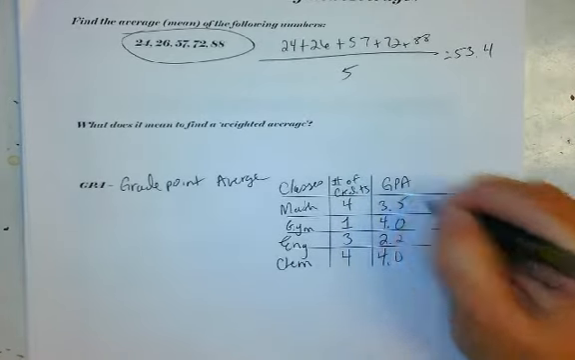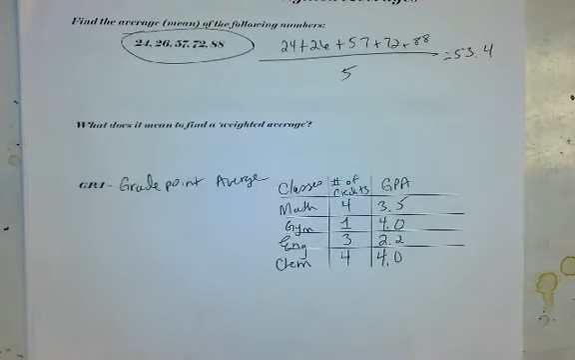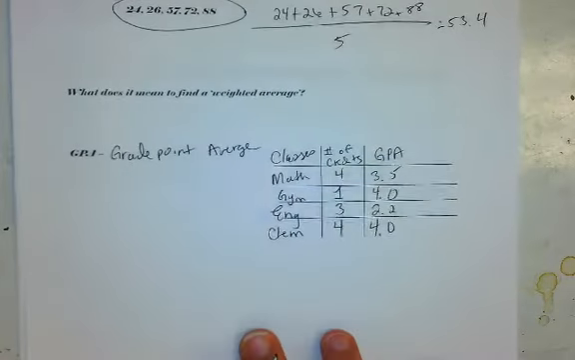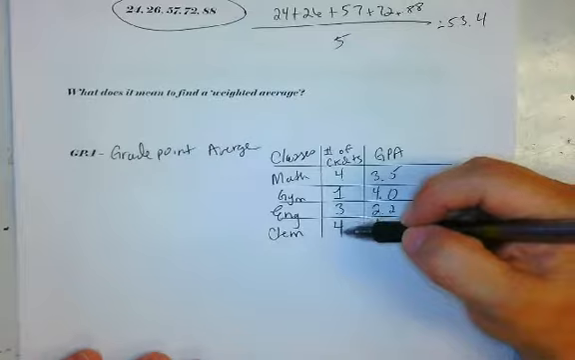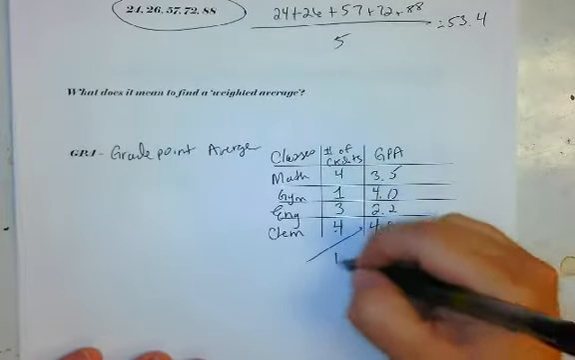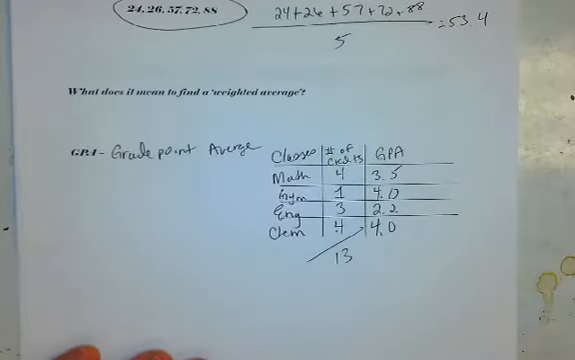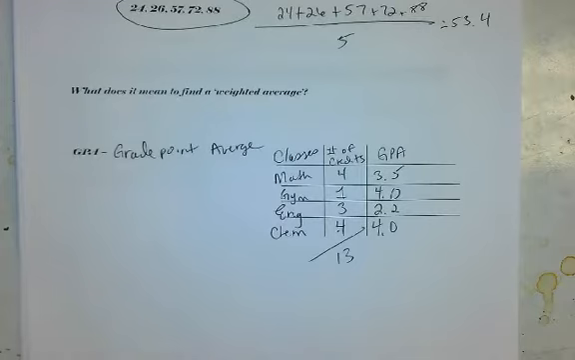I'll get a 4.0 in my gym class and 3.5 in math. And the question here is, what is my grade point average? Altogether, I'm taking 4, 8, 9, 13 credits. That means I'm full-time because 12 plus credits is full-time.